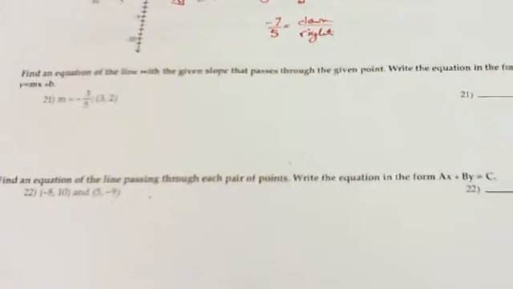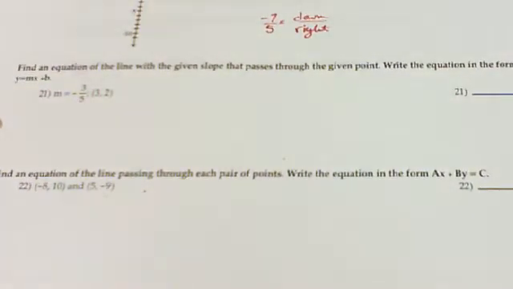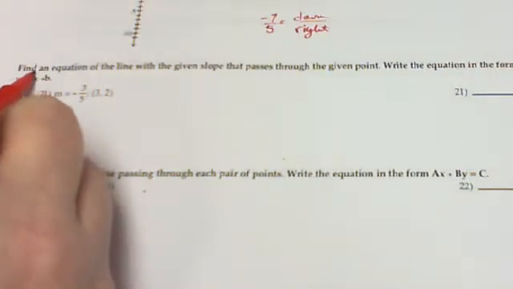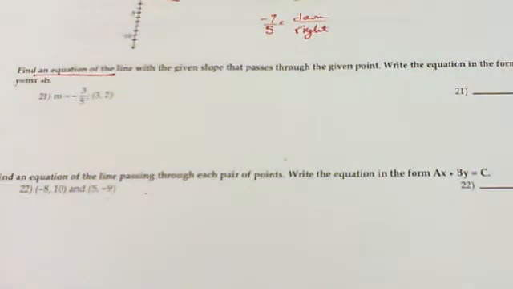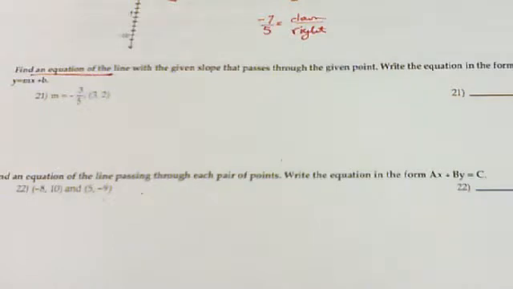Problem number 21. This is where it starts to get a little bit more difficult. They ask specifically that you write in equations. That means our equation has to have an x and a y in it. And the given slope that passes through the given point, write the equation in the form y equals mx plus b. So they tell you what slope-intercept form is, but you don't use slope-intercept form. You can't just plug it into it.